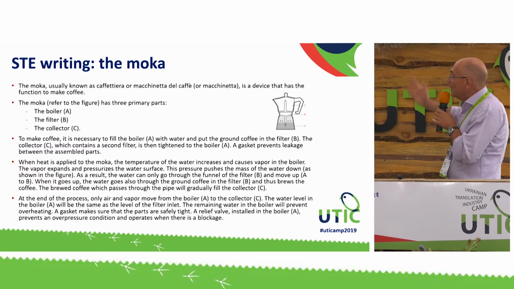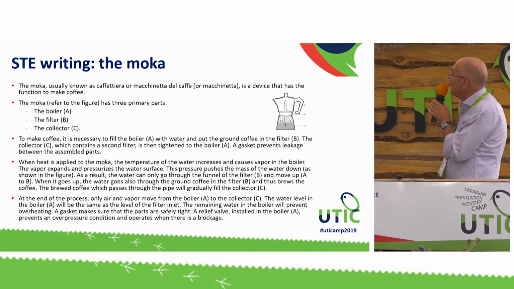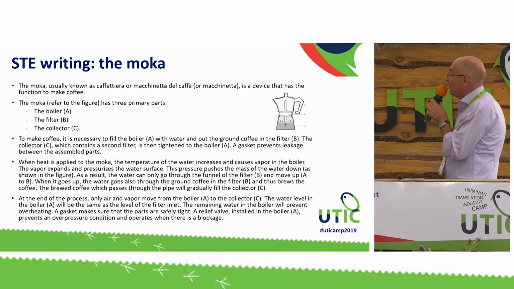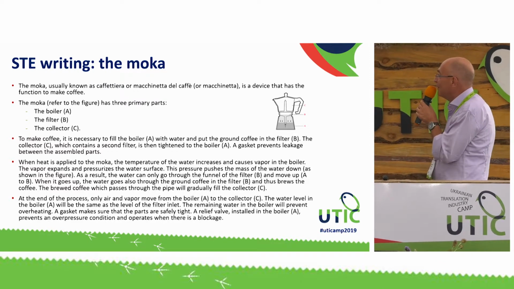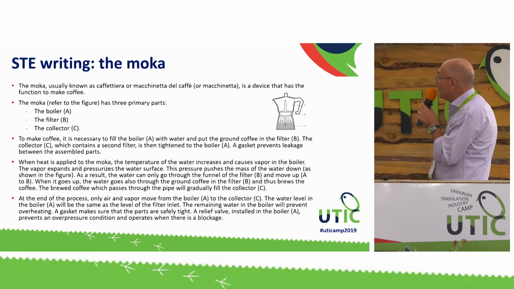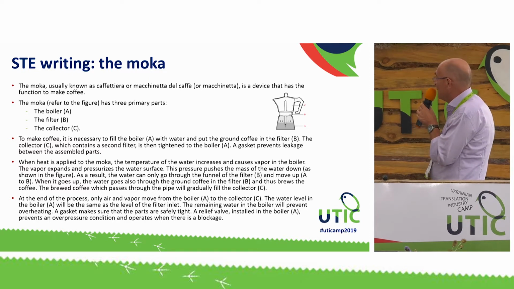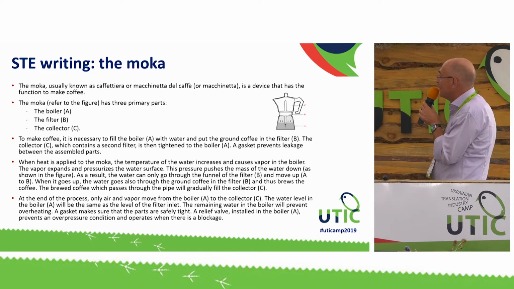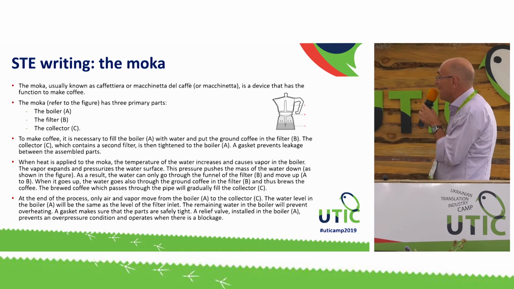So we can say the mocha, usually known as caffettiera or macchinetta del caffè or macchinetta, is a device that has the function to make coffee. The mocha, referred to figure, has 3 primary parts: the boiler, the filter, the collector. To make coffee, it is necessary to fill the boiler A with water and put the ground coffee in the filter B. The collector C, which contains a second filter, is then tightened to the boiler A. A gasket prevents leakage between the assembled parts.